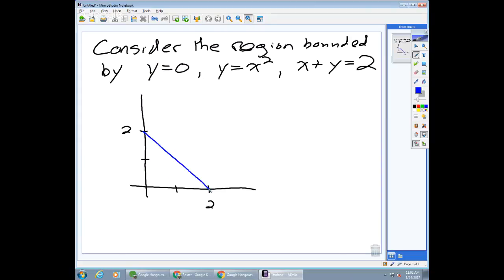All right, so there's x plus y equals 2. Y equals x squared. And then y equals 0 is the x-axis. So we want this region right here.